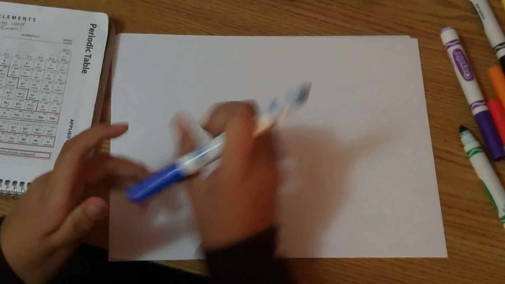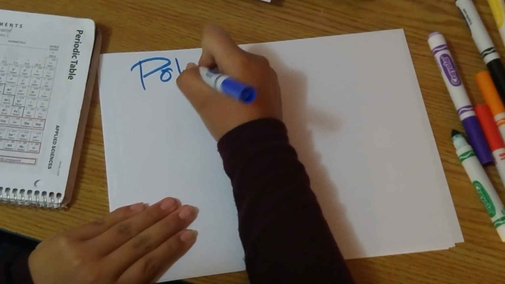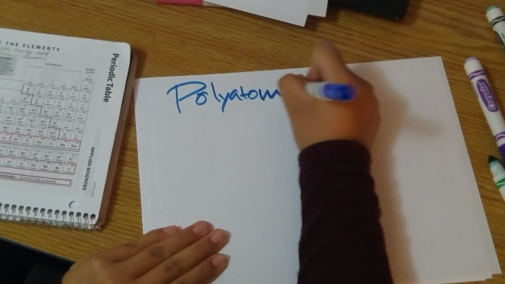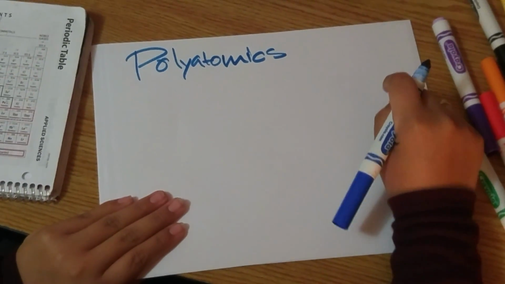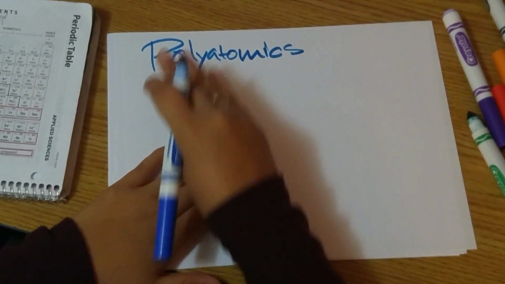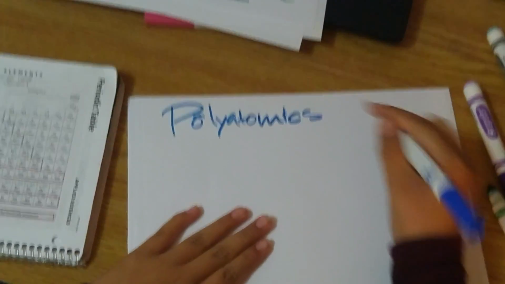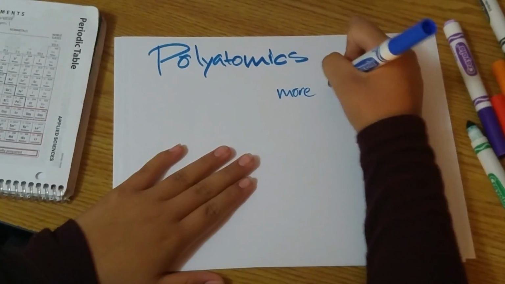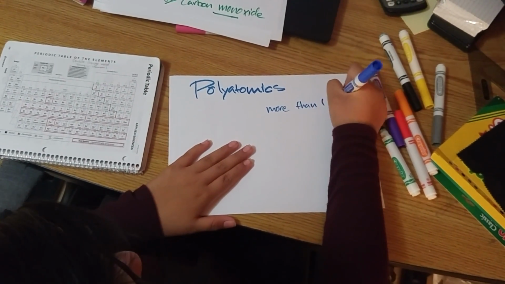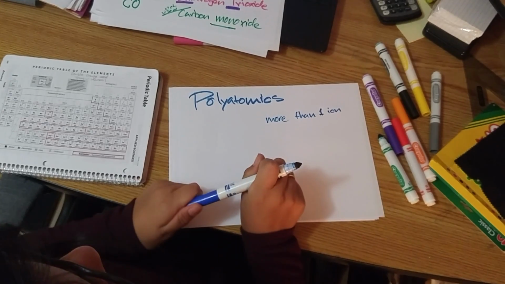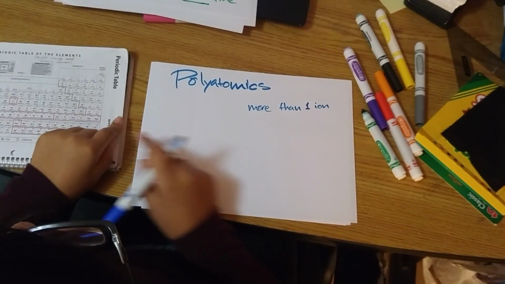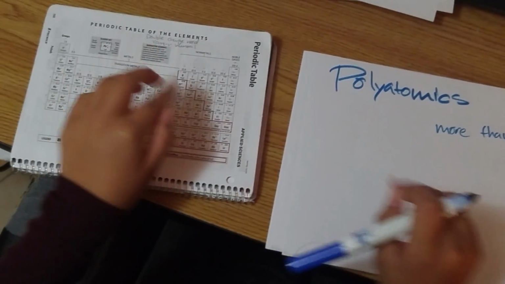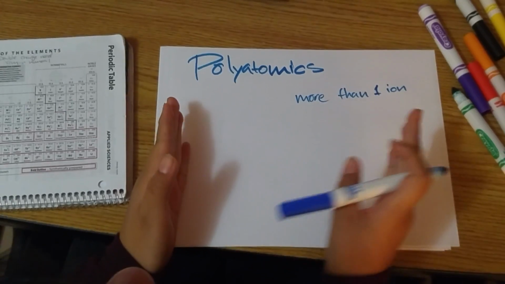Now we're going to move on to polyatomic. How to identify them, what special rules do they have, and when we have to use the parentheses. Now, polyatomics consist of more than one ion. When you come across a polyatomic ion, you'll be able to identify it because it won't be on the periodic table, since they're a combination, or it'll have a parentheses around it.